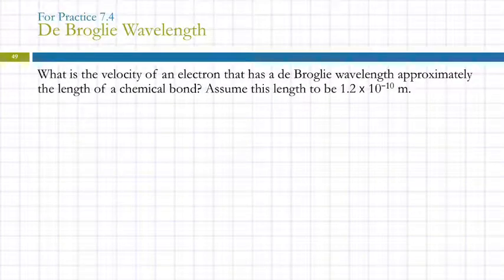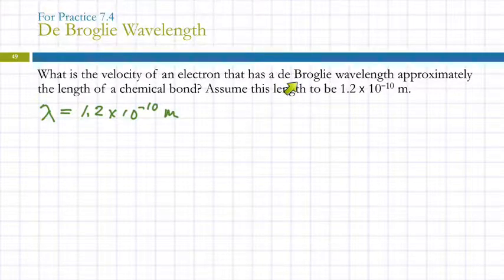So we can do a calculation. We can calculate the velocity of an electron that has a de Broglie wavelength approximately the length of a chemical bond. Assume this length to be 1.2 times 10 to the minus 10 meters. So they gave us a number in there. Let's write that down. So that was the wavelength, 1.2 times 10 to the minus 10 meters. And de Broglie wavelength, so that should make us think, oh, we might need to use that de Broglie relation. So that's Planck's constant over m times v, the velocity.